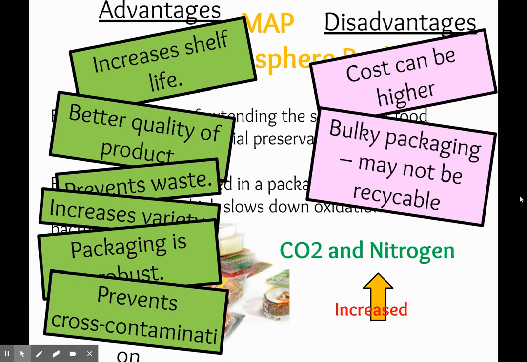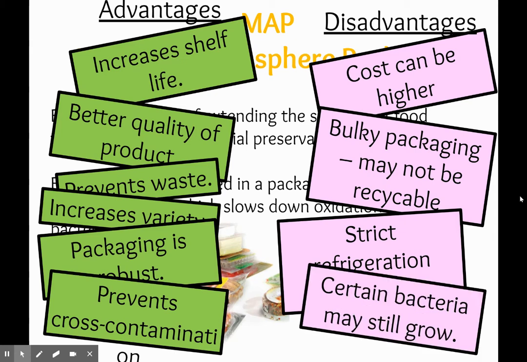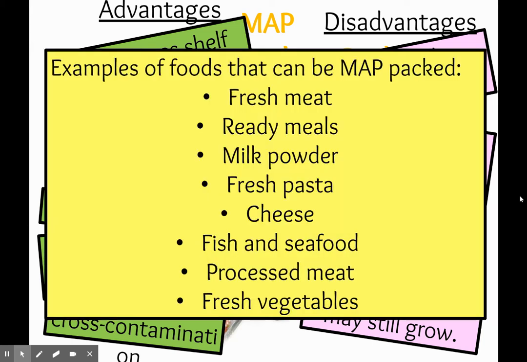However, some disadvantages do include it can cost more money, bulky packaging may not be recyclable, there is strict refrigeration required, so if you don't have the facilities to refrigerate, then this is something that you wouldn't be able to buy, and some bacteria may still grow. Some examples of foods that are MAP packaged are fresh meats, ready meals, milk powders, pastas, fresh pastas, cheese, fish and seafood, processed meat, and fresh vegetables.